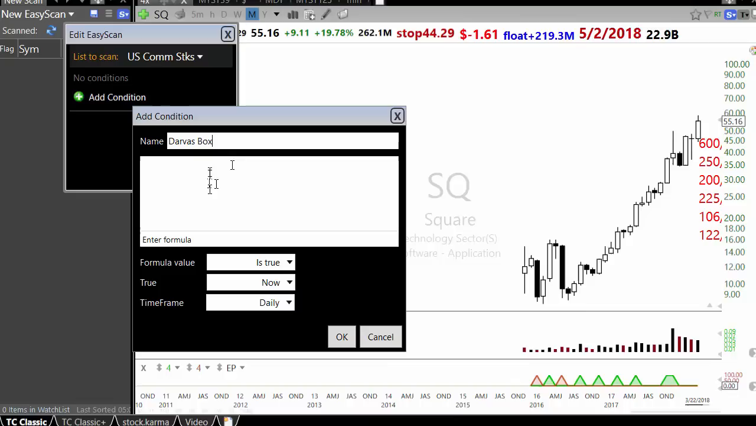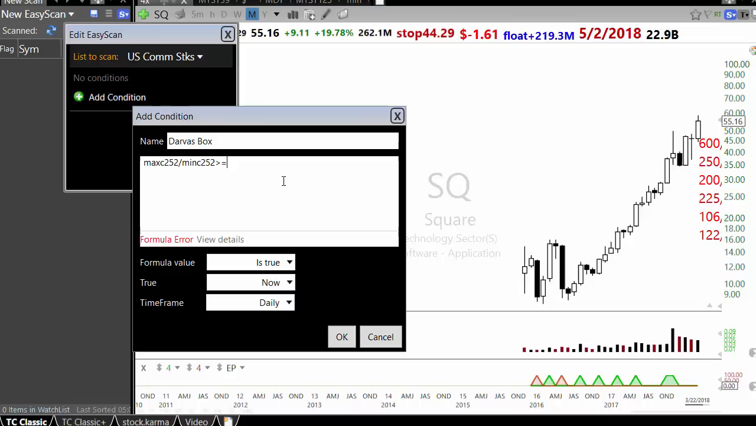Now, what is the first condition? His first condition is the stock should double from its 52-week low. So the way he was looking at it is the ratio between the 52-week high and the 52-week low should be double. So you're saying max C 252 divided by min C 252, which is the minimum close in 252 days. This is the 52-week high, this is the 52-week low, is greater than or equal to 2. That means it has doubled.